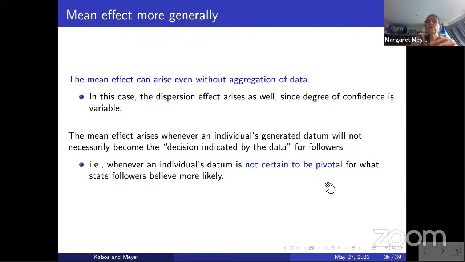In this case, when it arises in a setting even without aggregation of data, we're going to have the dispersion effect arising as well, since the degree of confidence will be variable. The key point is that the mean effect arises whenever an individual's generated datum won't necessarily become the decision indicated by the data for followers. Or in other words, whenever an individual's datum is not certain to be pivotal for what state their followers believe more likely.